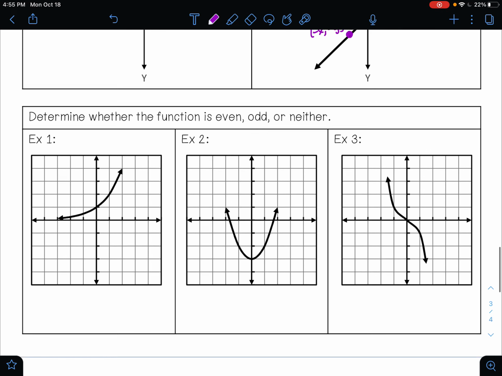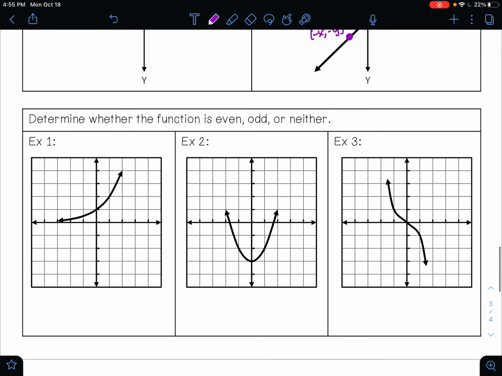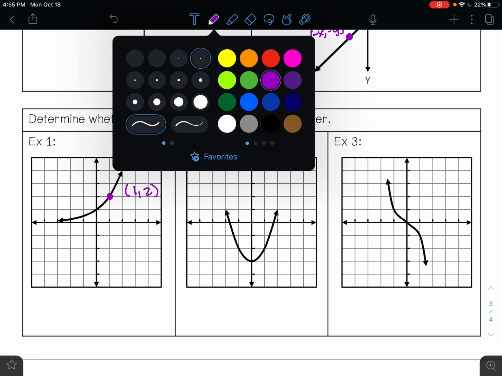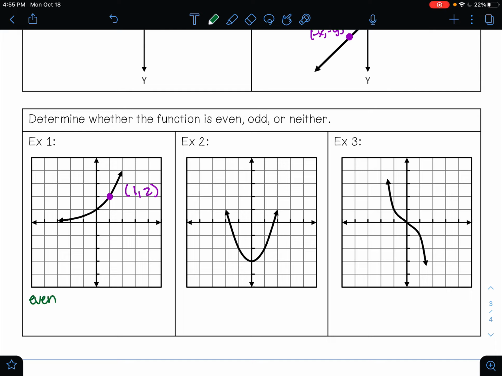So down here it says determine whether the function is even, odd, or neither. To figure it out, what I like to do is just pick a point. It doesn't matter what point you pick on the graph. I'm choosing this one right here. This is the point (1, 2). For this graph to be even, the point (-1, 2) would have to be on the graph. Because remember, for even functions, if you are given the point (x, y), then you also need the point (-x, y).